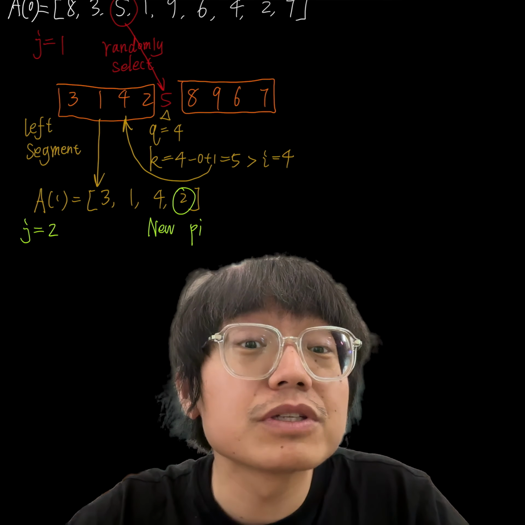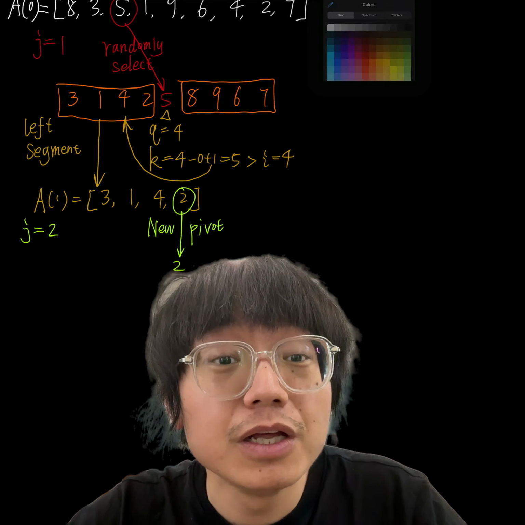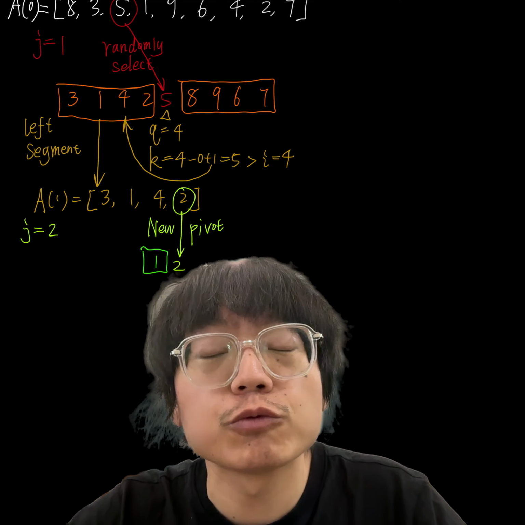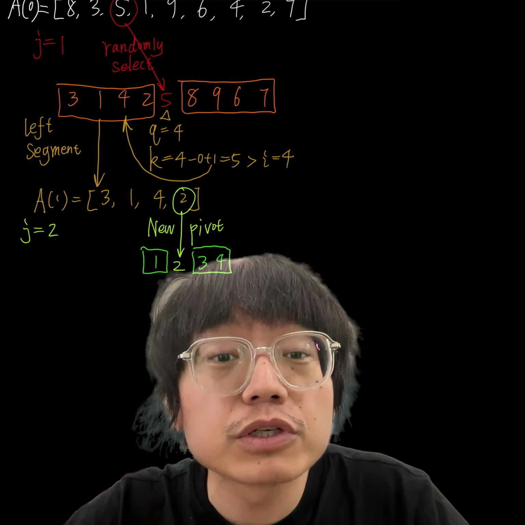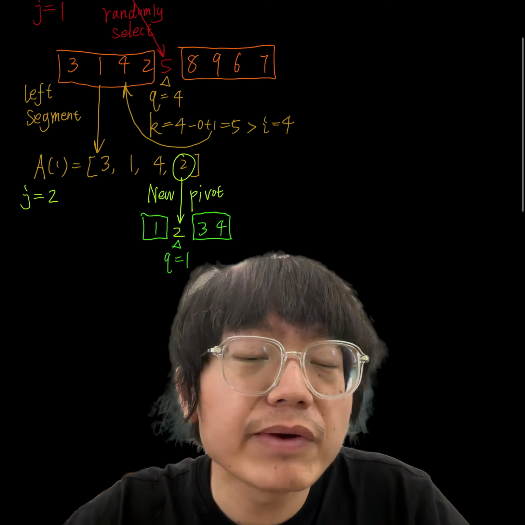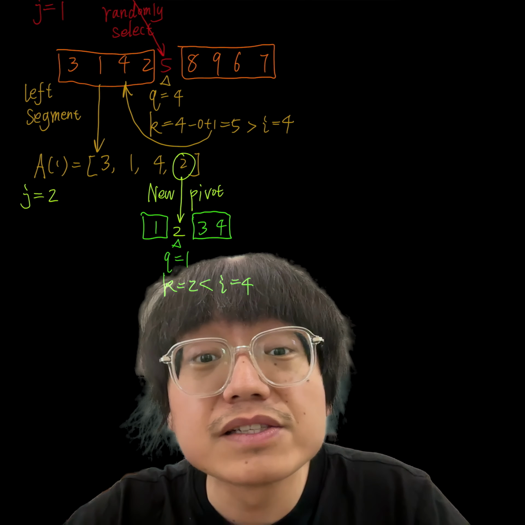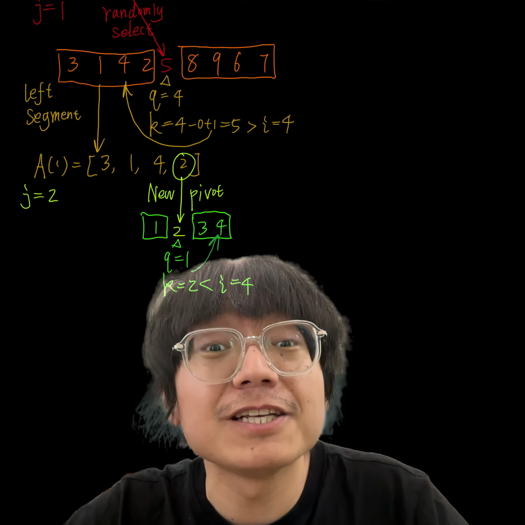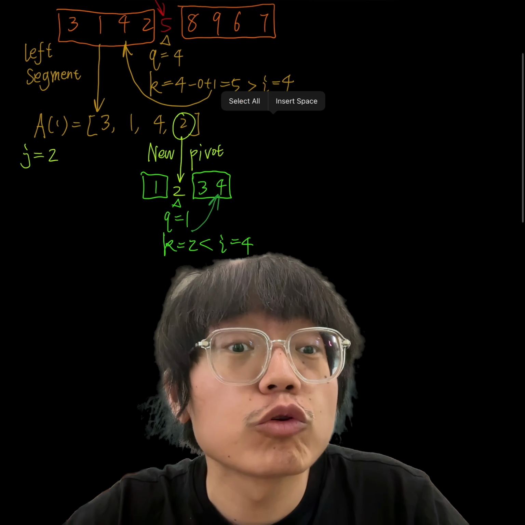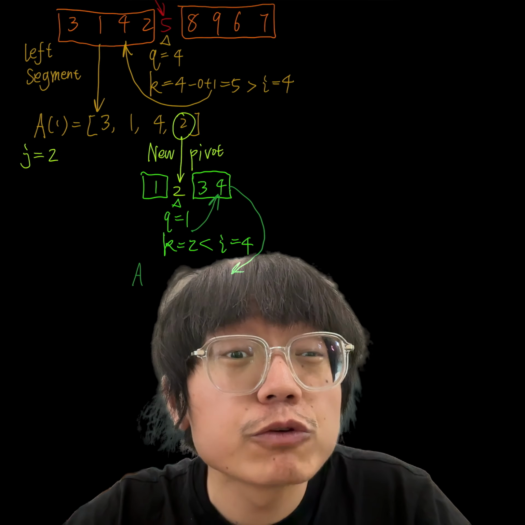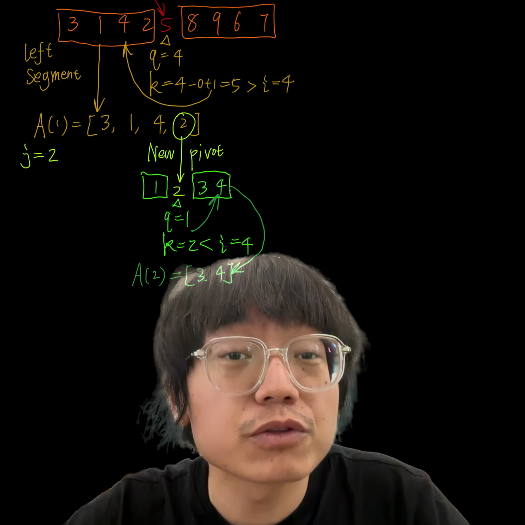And then let's do the second partitioning, j is 2. When j is 2, we assume the new pivot is 2. So the new partitioning is: left of the pivot is 1, the pivot is 2, and right of the pivot is 3 and 4. Since the fourth smallest is in A1, we move to the right side of 2, making A2 equal to 3 and 4.